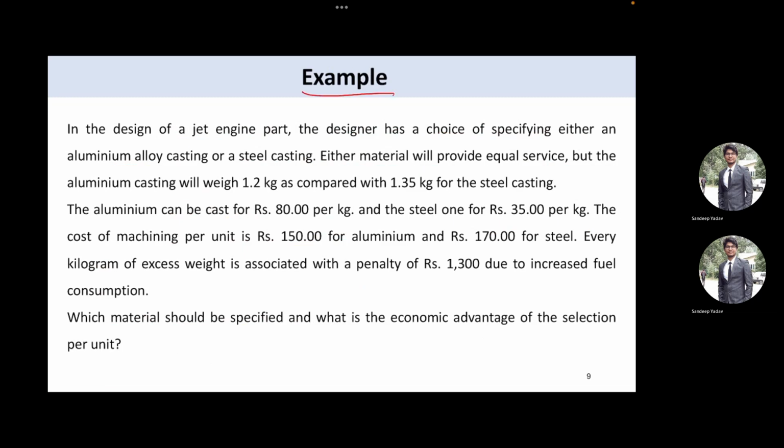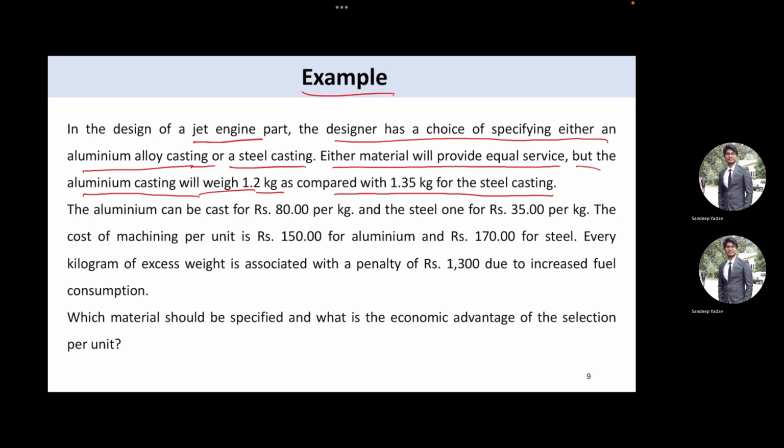In the design of a jet engine part, the designer has a choice of specifying either an aluminum alloy casting or a steel casting. Either material will provide equal service, but the aluminum casting will weigh 1.2 kg as compared with the 1.35 kg for the steel casting. Now we have two options. One is the aluminum casting and second is the steel casting.